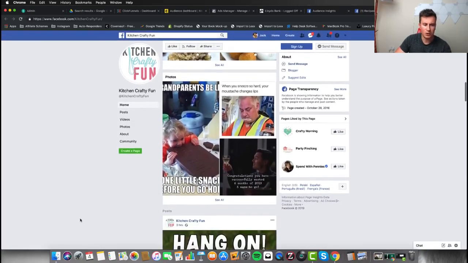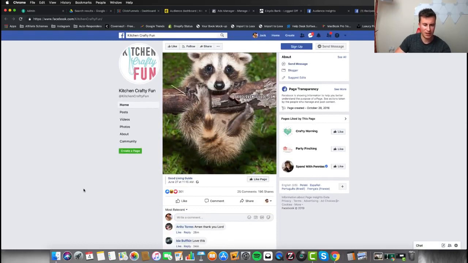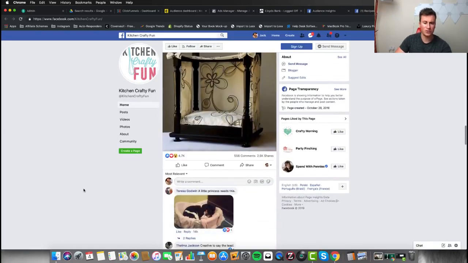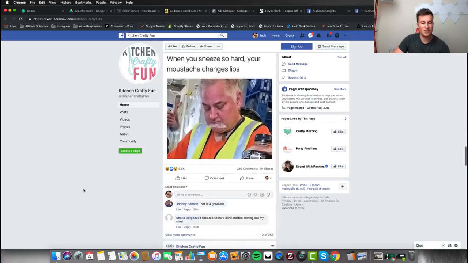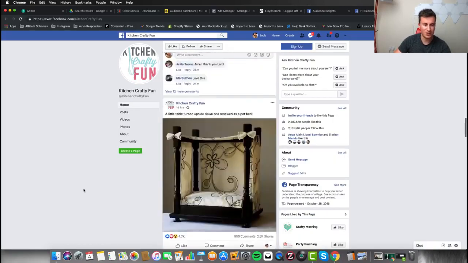Make sure you go through the posts, and what you're looking for is the average engagement rate on their posts, because a page that gets good engagement obviously has a passionate audience, which would potentially make it a good interest to target. So the engagement is actually very good.